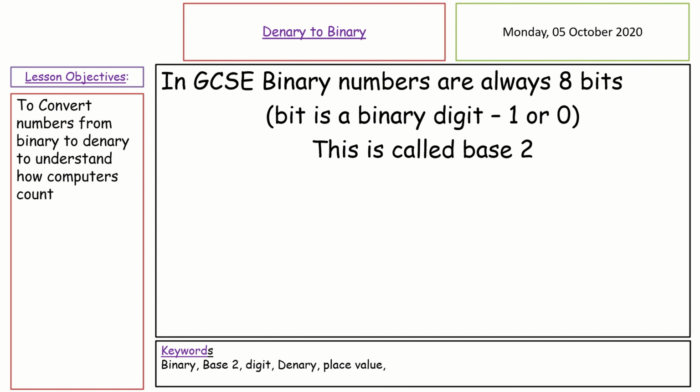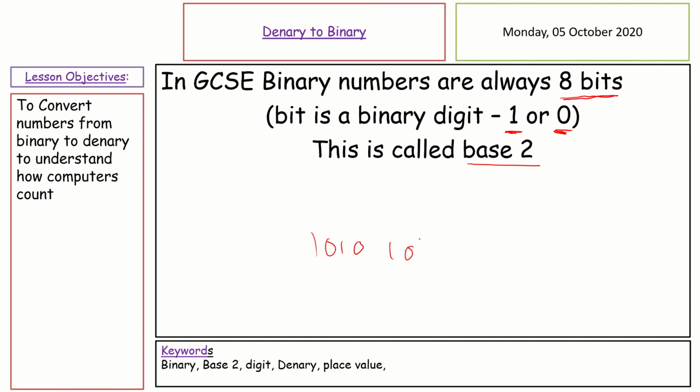And in GCSE binary, we always have what's called 8 bits. Now, a bit is just a 1 or a 0. So we have 8 bits of 1s and 0s. Now, like denary or decimal had 10 digits and was called a base 10 system, because binary has 2 digits, we call it a base 2 system. And we're going to use that to help us write binary numbers that look a little bit like this.